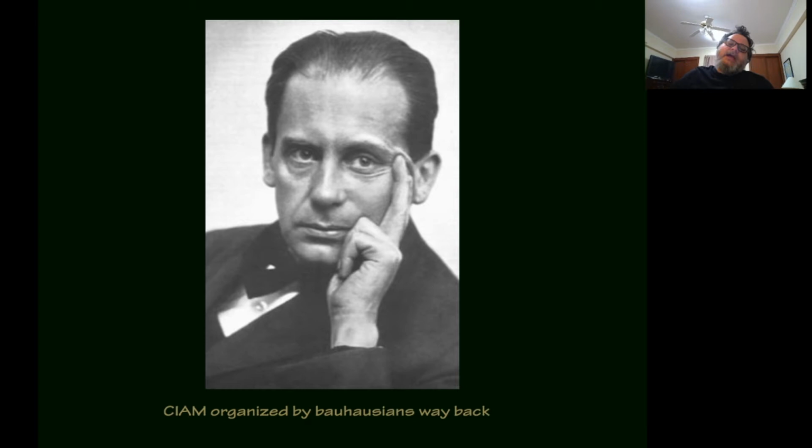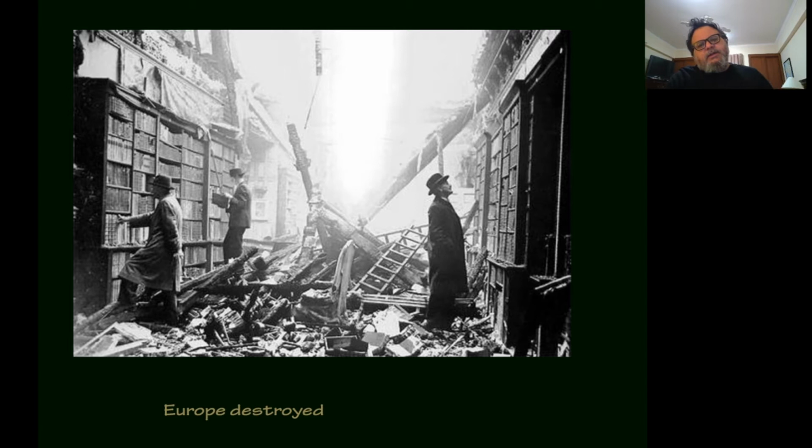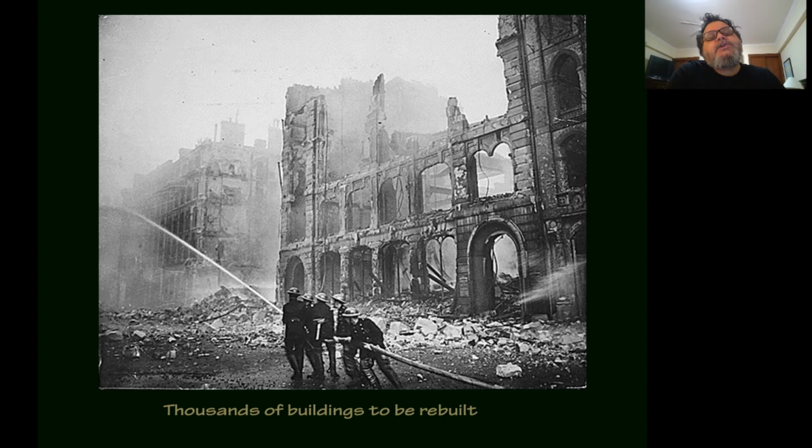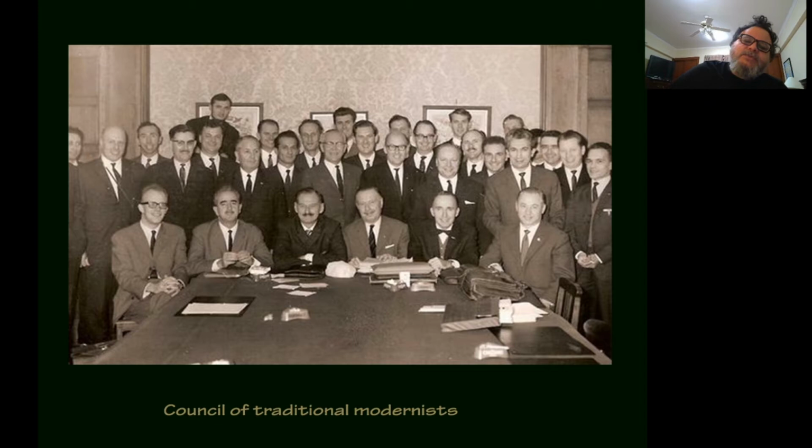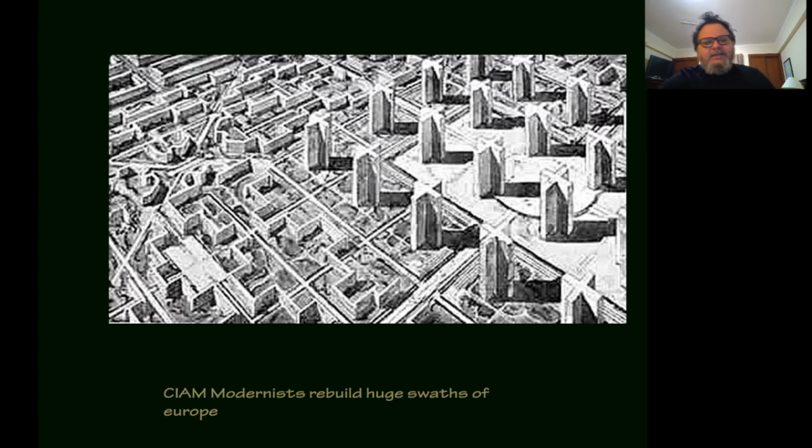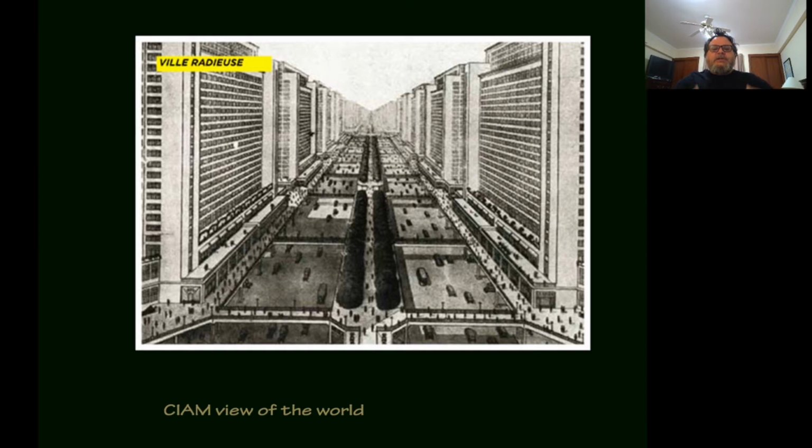where we get the structural work of the mid-century. So this is CIAM, and it gets organized by the Bauhausians, that we talked about last time. We mentioned this in the lecture 2 weeks ago, that Europe gets plastered in World War II. And there are just thousands of buildings that have to be built and rebuilt. And this Council of Traditional Modernists, who are sort of related to the pre-war modernist schools that we talked about, they sort of take over this idea of rebuilding. We've talked about that. And they look at the largest planned spaces, and this is their view of the world.